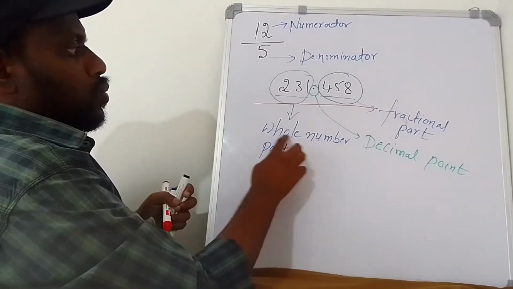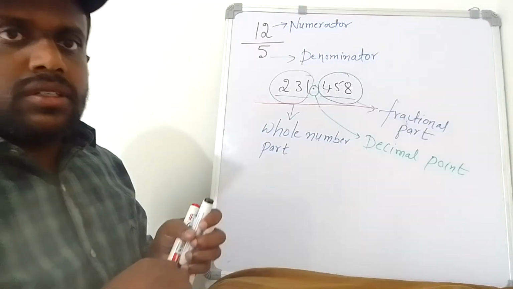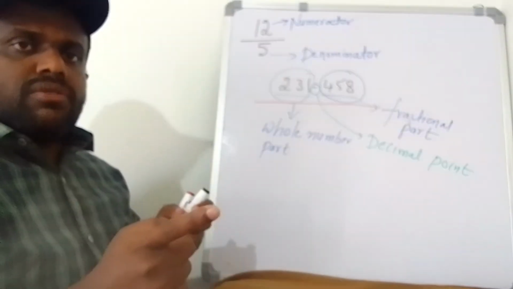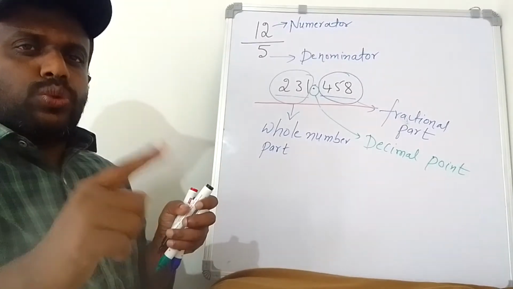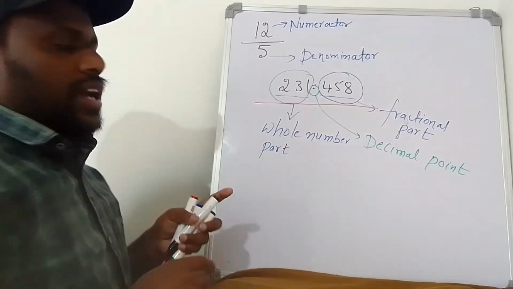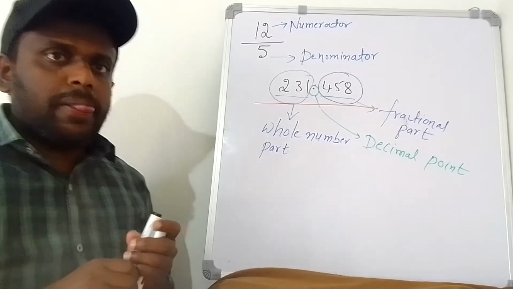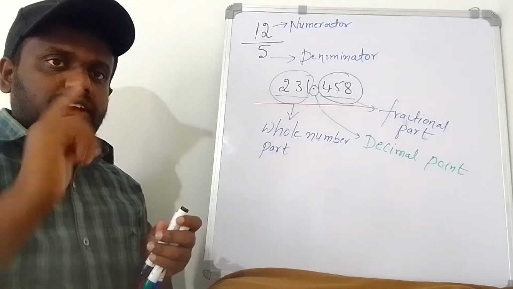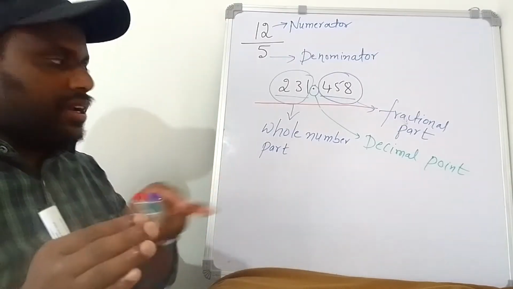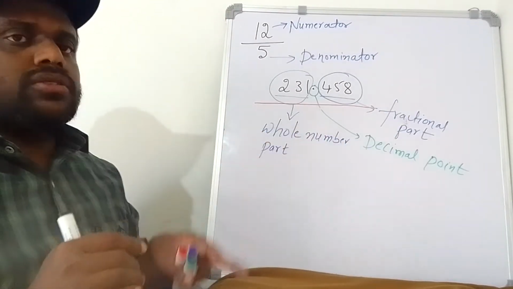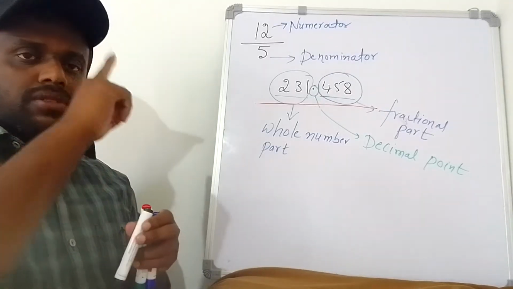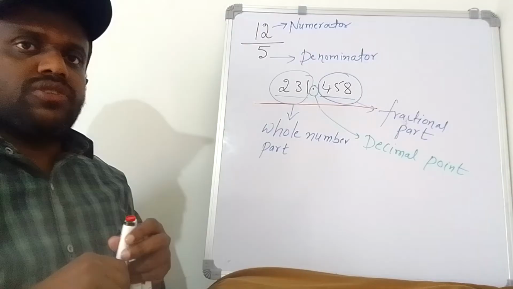Whole number part. What are whole numbers? The set of whole numbers starts from 0: 0, 1, 2, 3, 4, 5, 6 till infinity. I have already explained these whole numbers in detail in a video. That video comes on the screen. Check it once if you want.